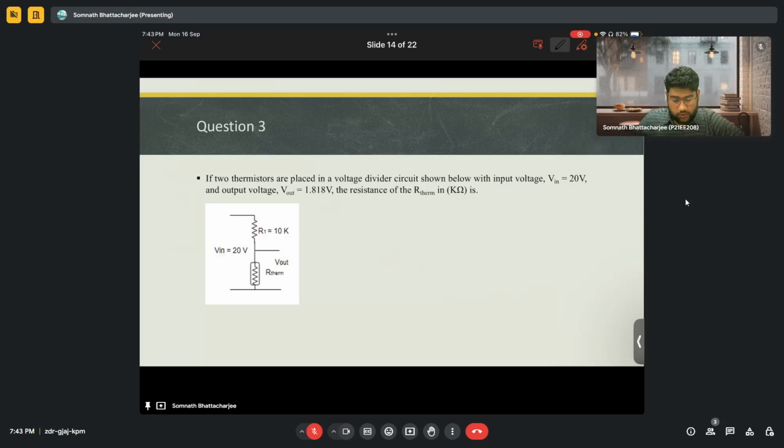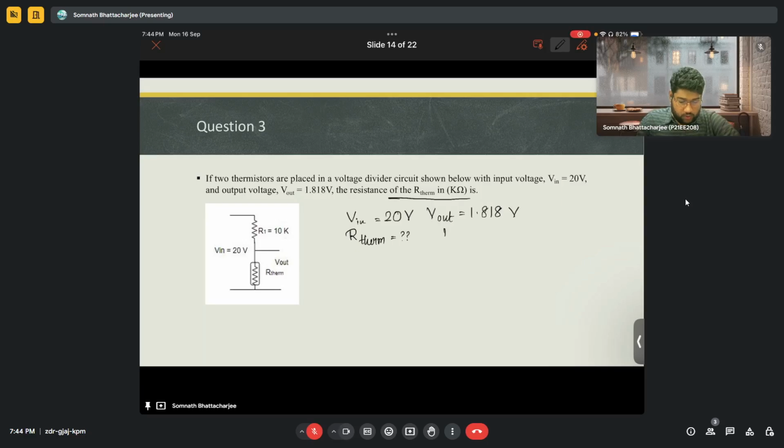Yeah. So similarly, that's another problem. If there are two thermistors placed in a voltage divider circuit as shown here, we know that the input voltage V in is 20 volts and the output voltage V out is 1.818 volts. The resistance of the thermistor is in kilo ohms, so we need to determine the resistance of the thermistor, that is our question mark mainly.